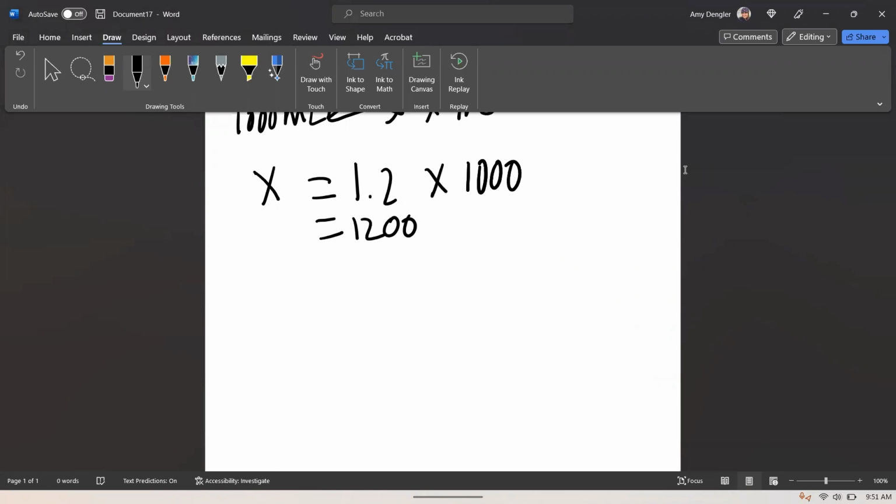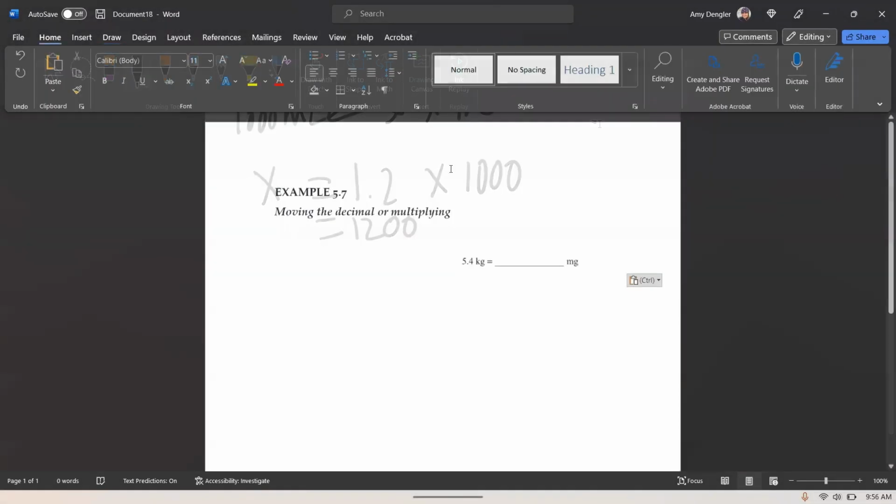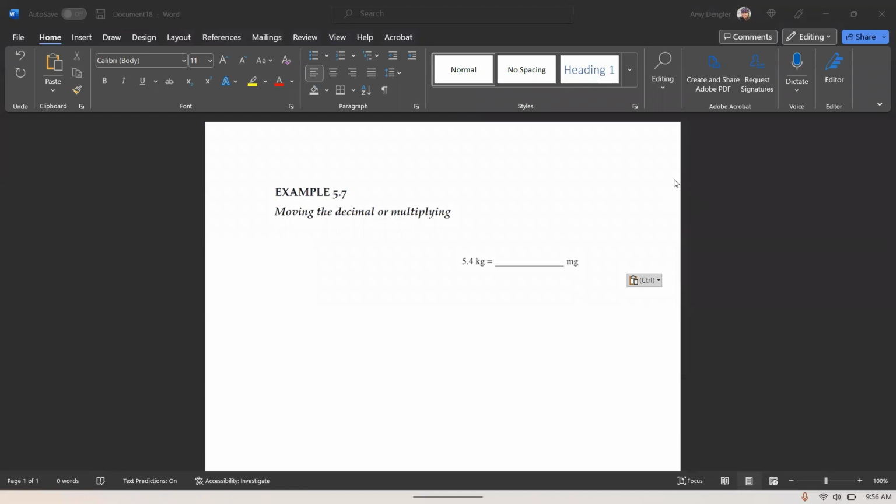So if 1 is 1,000, then it makes sense that 1.2 is 1,200. All right, so example 5.7 is the same, trying to move it from the decimal points, but we're just going to do proportions. So we have 5.4 kilograms, and we need to change that to milligrams.